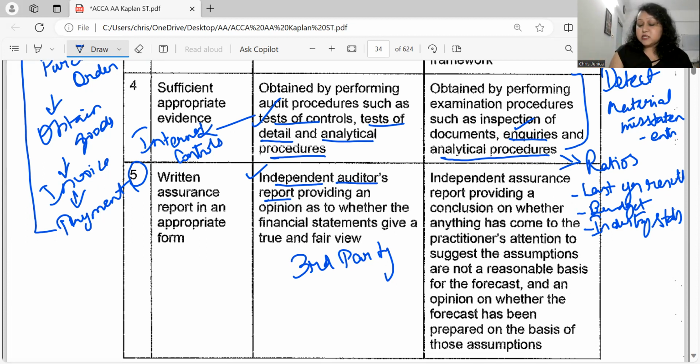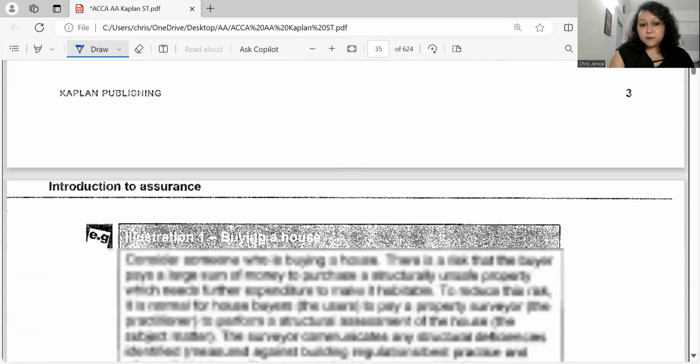Whereas as far as the forecast is concerned, it will just be an independent assurance report. We are just going to conclude on whether the assumptions used by the company are appropriate and whether the assumptions have been used appropriately. So that's just going to be an assurance report. Fine. Hope you're clear till here.